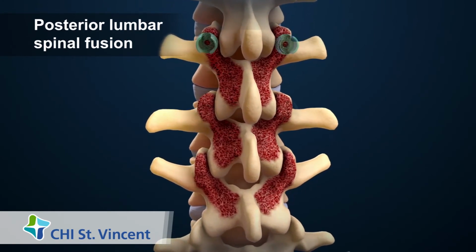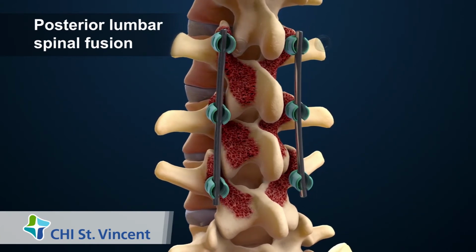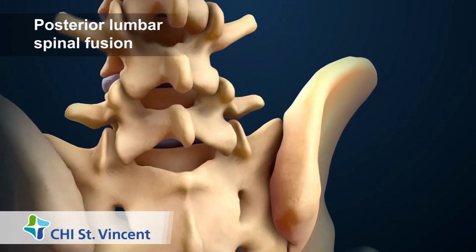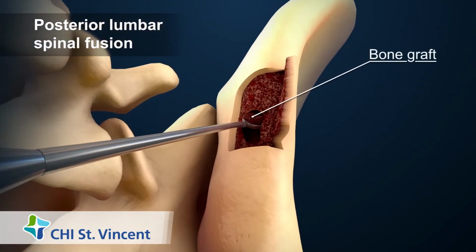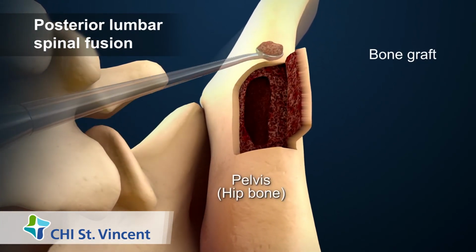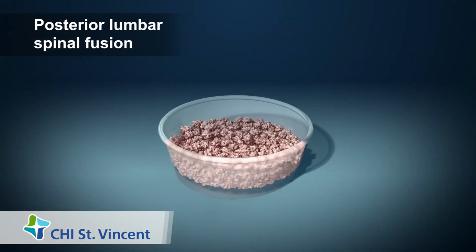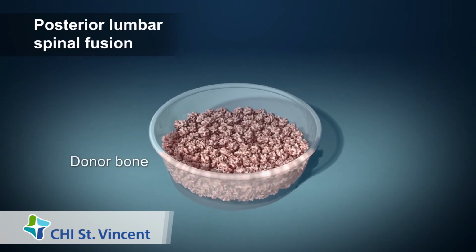The surgeon will place screws into the vertebrae. Rods will be placed alongside the vertebrae and attached to the screws. The surgeon may remove small pieces of bone from the pelvis to use as bone grafts. Other times, the surgeon may choose to use donor bone from a bone bank for grafting.